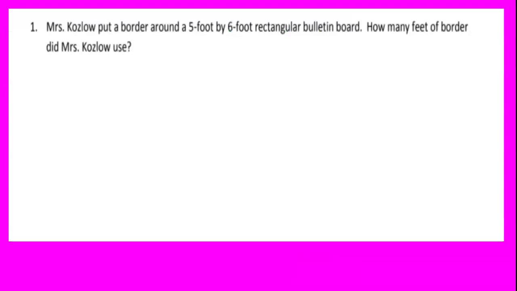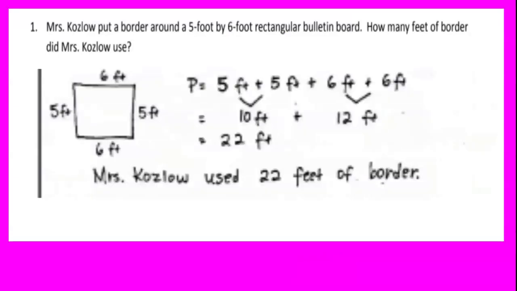Mrs. Coslow put a border around a 5-foot by 6-foot rectangular bulletin board. How many feet of border did Mrs. Coslow use? So you're going to draw the rectangular bulletin board and label the sides, 5 foot on two sides because it's a rectangle and 6 foot on the other two. Opposite sides are the same length. When it is a perimeter, you're going to add up 5 plus 5 plus 6 plus 6, which would equal 22. So Mrs. Coslow used 22 feet of border.